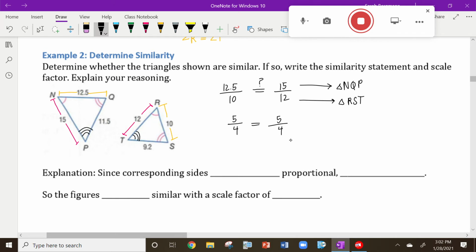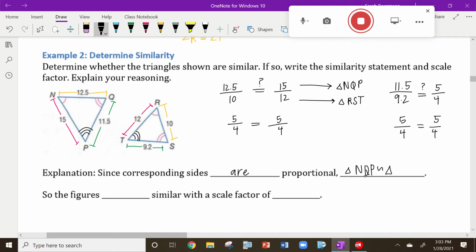We can check the final pair of sides as well. I need to stay consistent and keep triangle NQP in the numerator. So I want to see, is 11.5 over 9.2 also equal to 5 over 4? Well, if I type it in my calculator, I see that it is the same ratio. So I can explain this. Since the corresponding sides are proportional, I know the triangles have to be similar. So I'll say triangle NQP is similar to triangle.